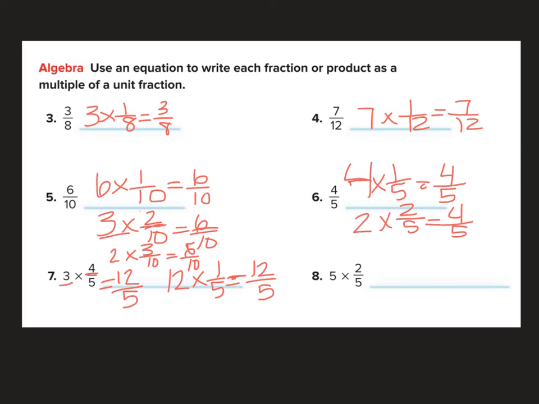So here, 5 times 2 would be 10/5. So I should do 10 times 1/5 to get my unit fraction there. See how I just multiplied these two, and then I did 10 times my unit fraction. Multiplied these two, and then I do 12 times my unit fraction.